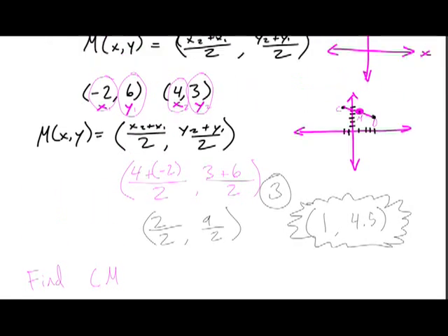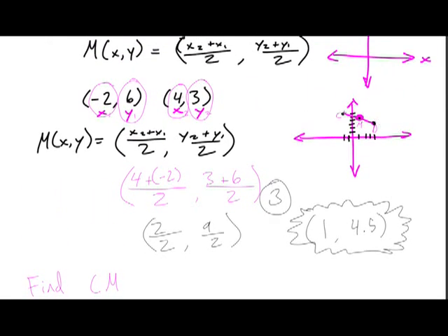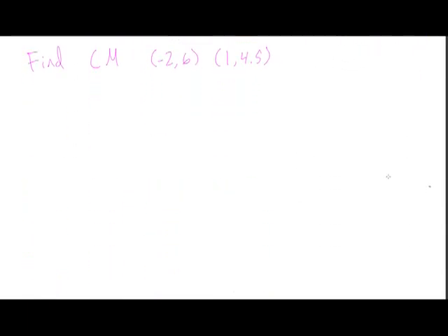So I look up here, and I just need to know what these coordinates are. My C was (-2, 6), and my M we found was (1, 4.5). So we now have to use a different formula to find the distance.